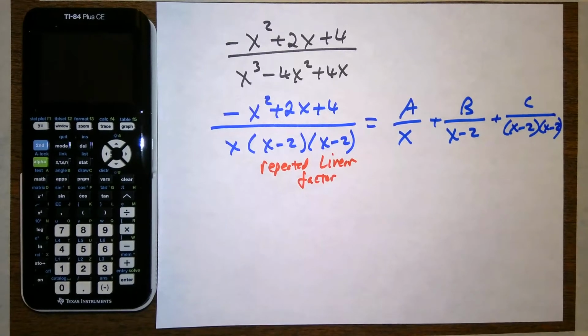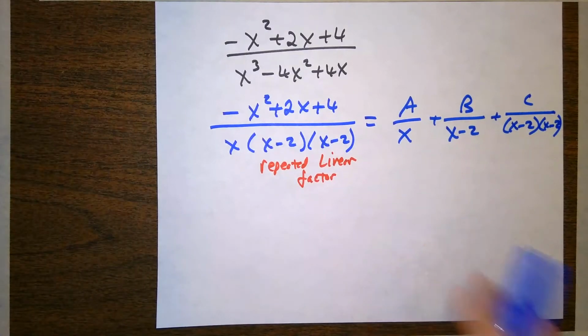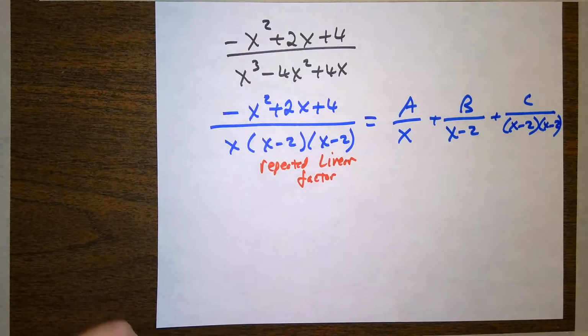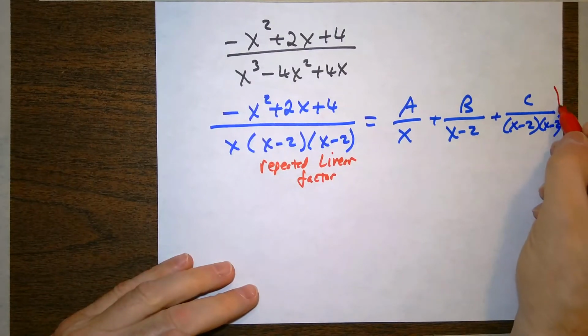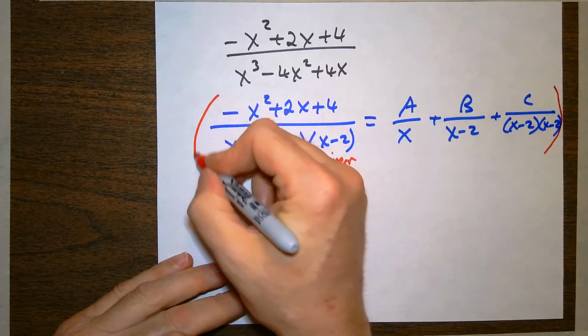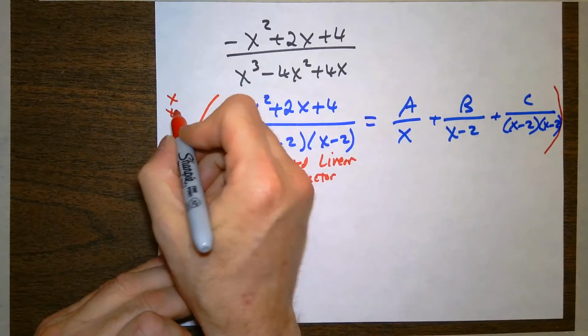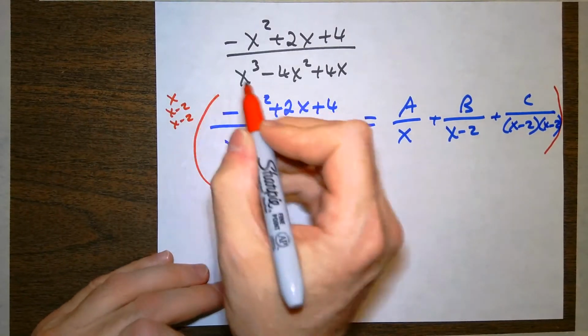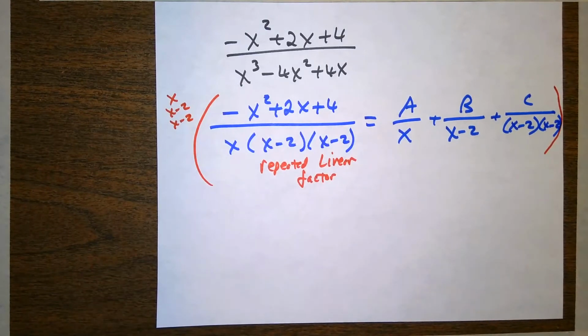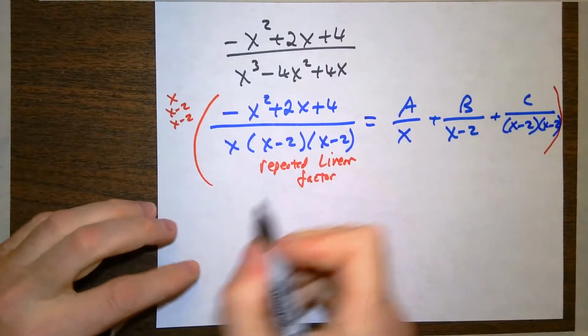I'm going to use the same trick, multiply everything by the common denominator. So if I multiply everything by the common denominator of x and x minus 2 and another x minus 2 and multiply it in, the denominator here is going to go away.